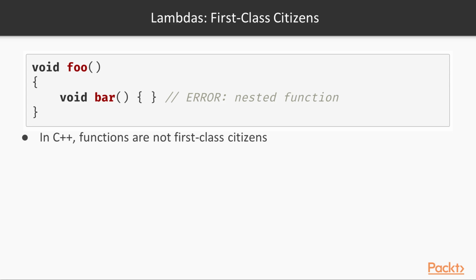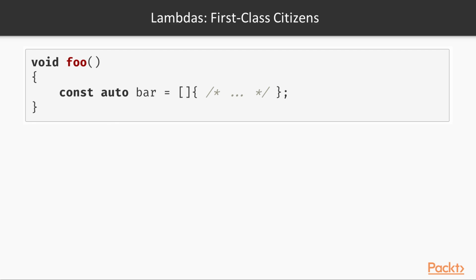In C++, regular functions are not first-class citizens. As an example here, you're not allowed to define a function inside another function. Instead, if you use a lambda, you're able to do it and assign it to a variable.